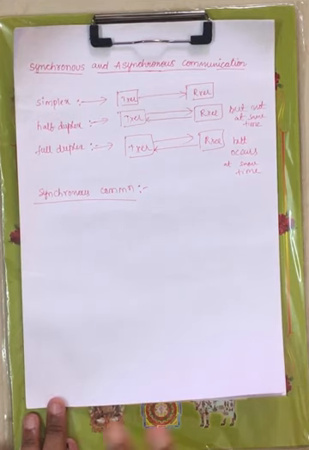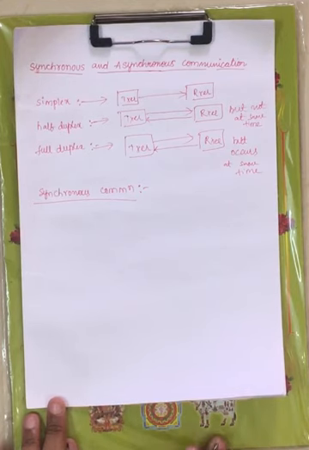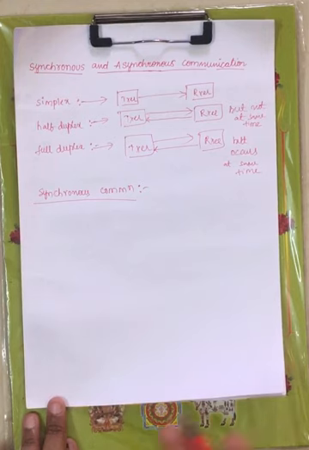In these two, the communication between your transmitter and receiver occurs serially. Whether it is synchronous communication or asynchronous communication, you are communicating from the transmitter to the receiver serially. That means you are transmitting the data from transmitter to receiver serially. Synchronous communication is a serial communication.